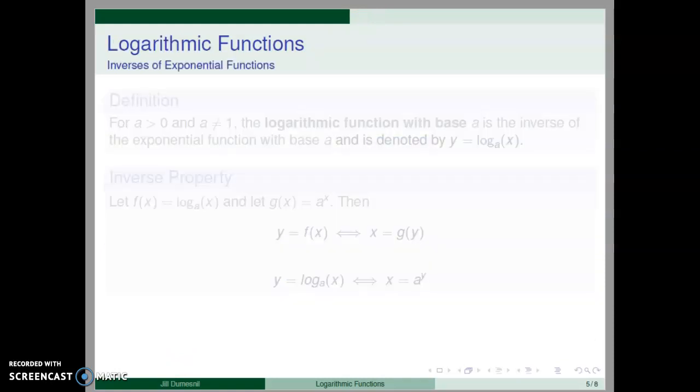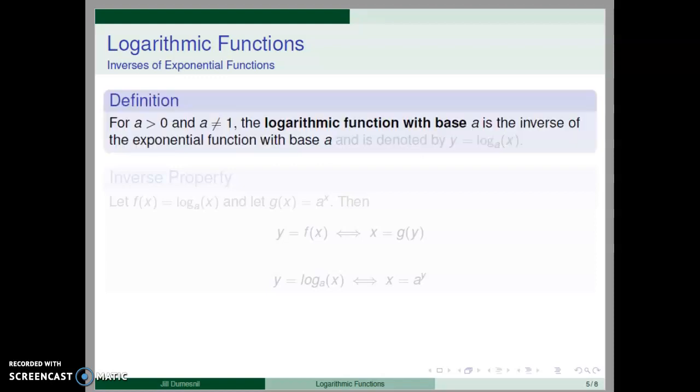By definition, logarithmic functions are the inverses of exponential functions. For positive a not equal to 1, the logarithmic function with base a is the inverse of the exponential function with base a, and is denoted by y equals log base a of x. Log base a is the name of the function. x is the input or independent variable, and y is the output or dependent variable.